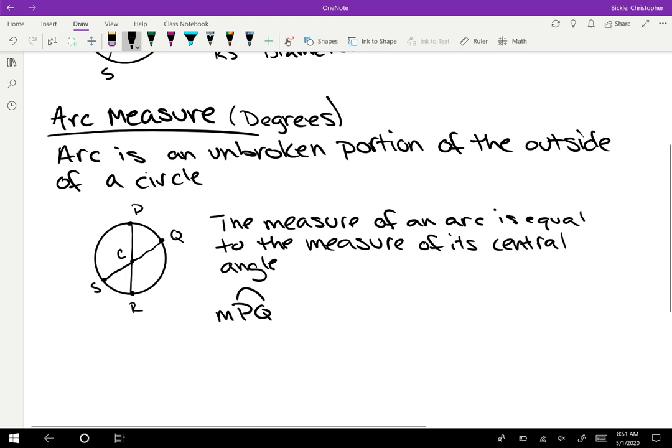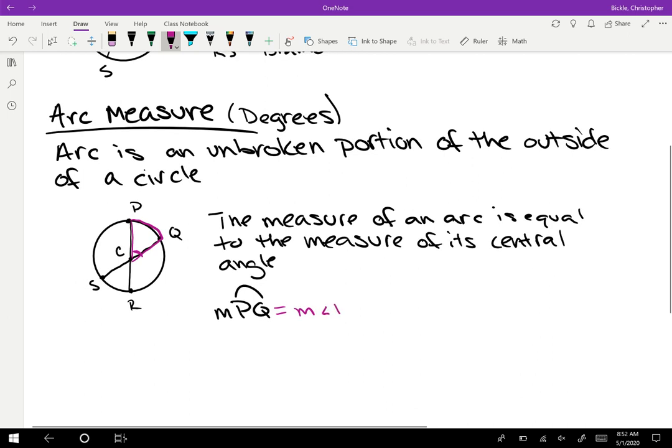The measure of the arc PQ is going to be the exact same as the measure of its central angle. So the measure of that arc PQ is going to be the same as the measure of this angle. Those are going to be the same, so that's equal to the measure of the angle PCQ. The measure of an arc is equal to the measure of its central angle. So we know how to find the measure of angles. Sometimes they'll give them to us.